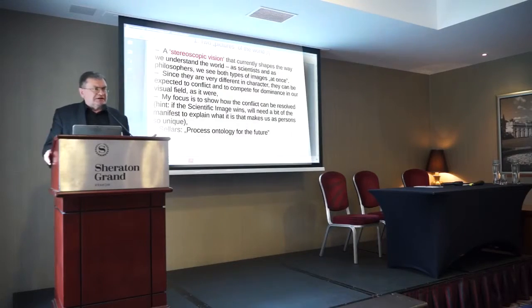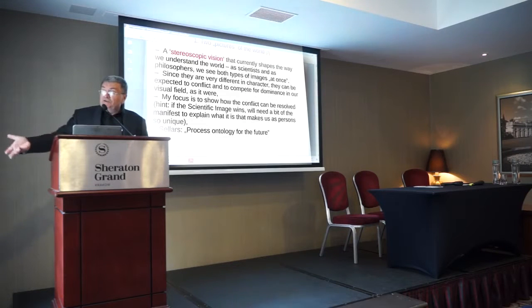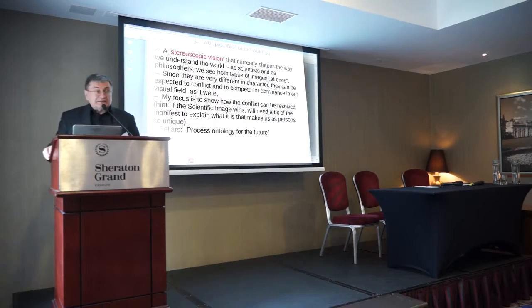Sellars said the solution will be to change the ontology, because in the manifest image we have the ontology of the person as a category, as the first category for Aristotle, for example, substance. And in the scientific image, we have these theoretical entities. Sellars says it is impossible to put them together, so we should make a process ontology. I will not go into this. I will try to find the solution with this concept of information.